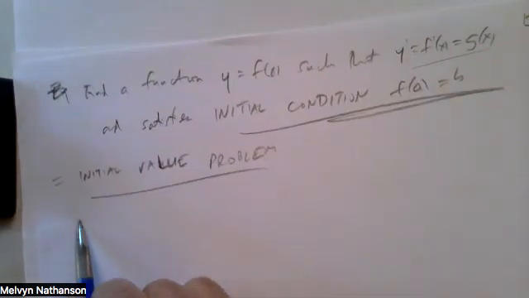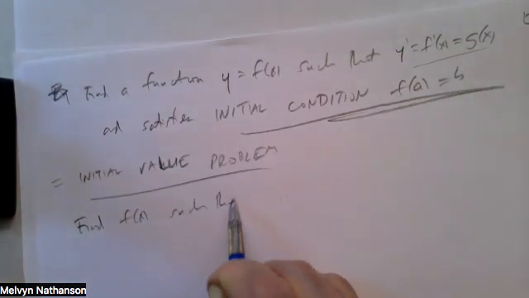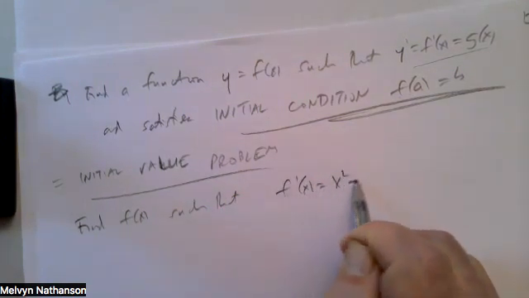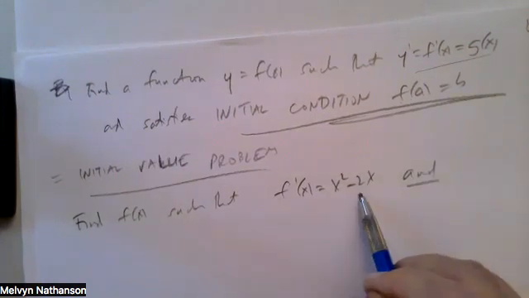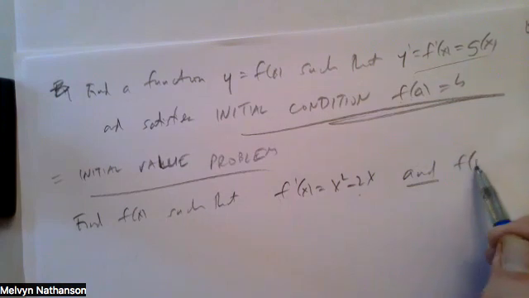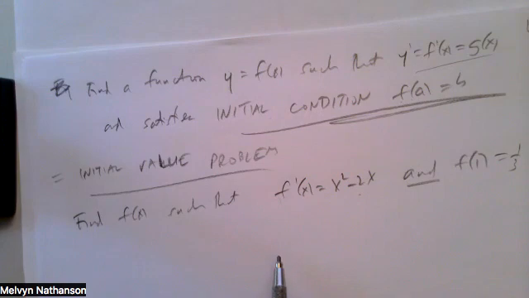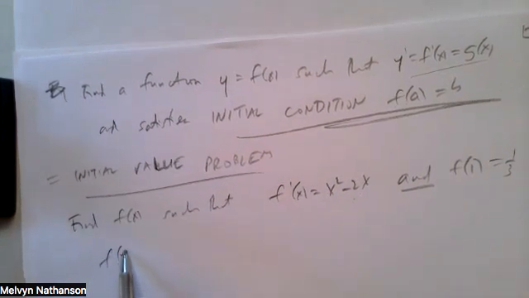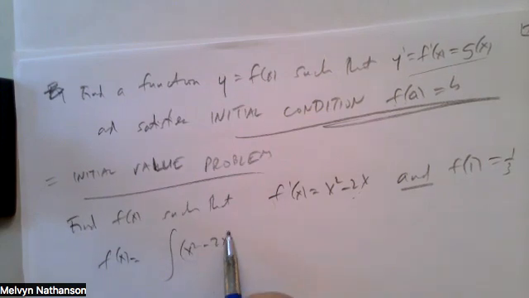So here's some examples of initial value problems. Find a function f of x such that the derivative is x squared minus 2x, and so this is the differential equation, and the initial condition is that the value of the function at 1 is equal to a third. So the first step is to find the antiderivatives of x squared minus 2x. So f of x is going to be the integral of x squared minus 2x dx.